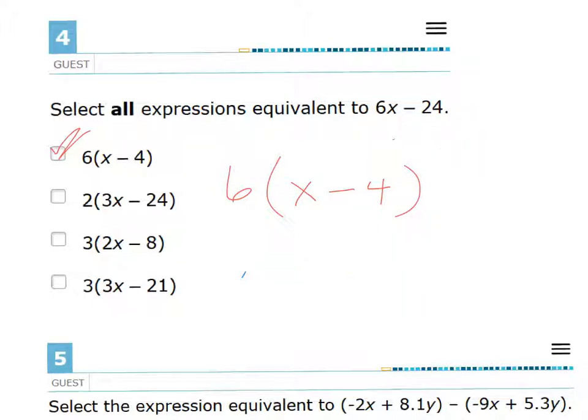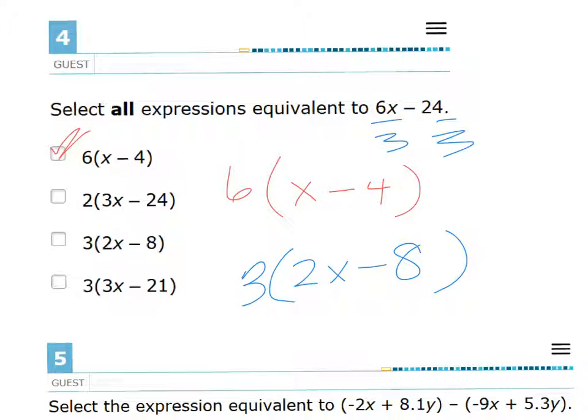So now instead of dividing by 2, I can divide by 3. So now 6 divided by 3, so I can take out the 3, and it leaves me 2x minus 24 divided by 3 would give me 8. So another solution would be this third one.